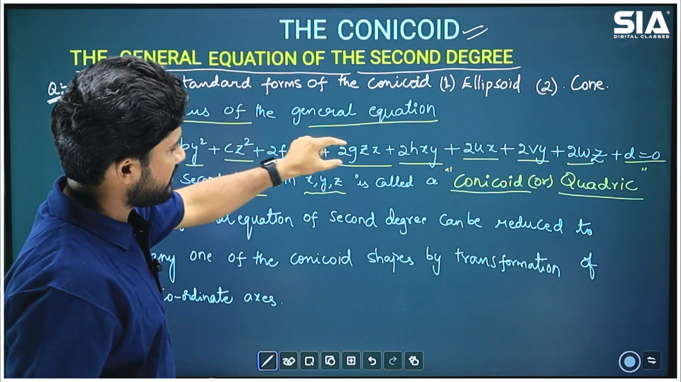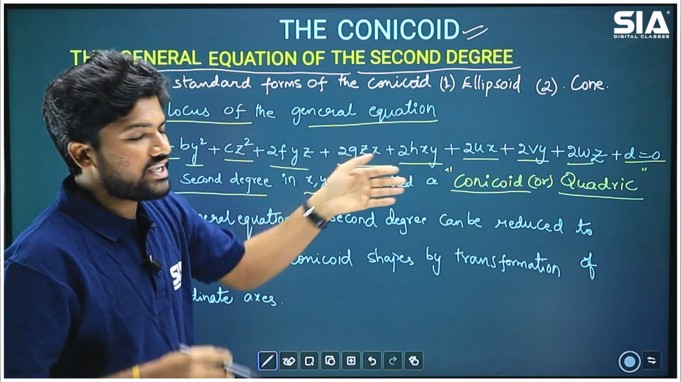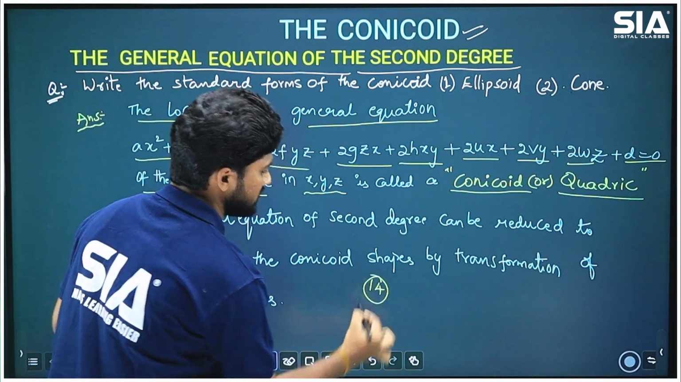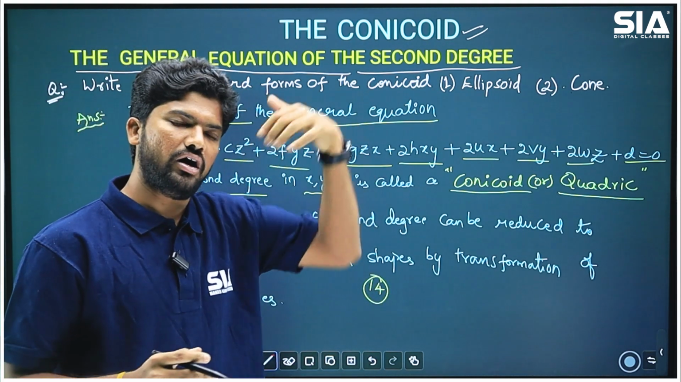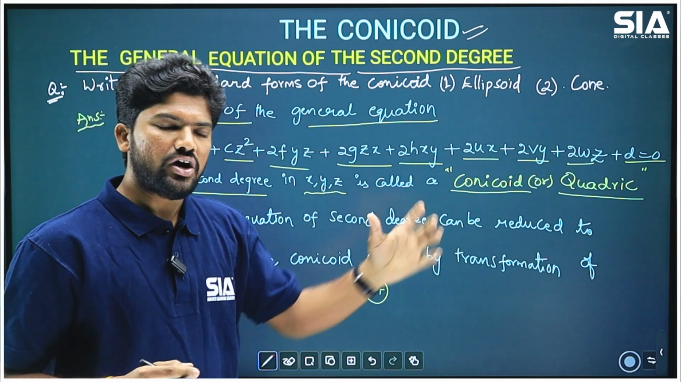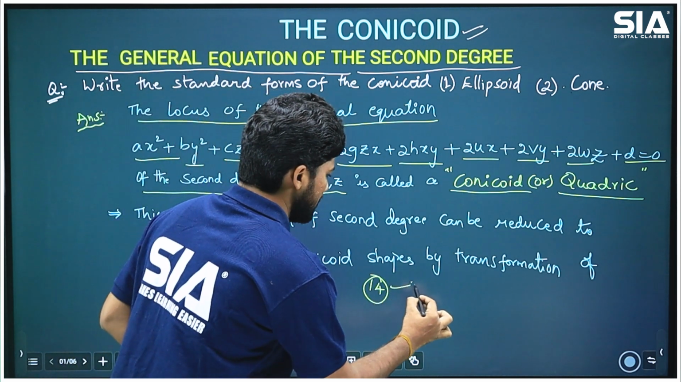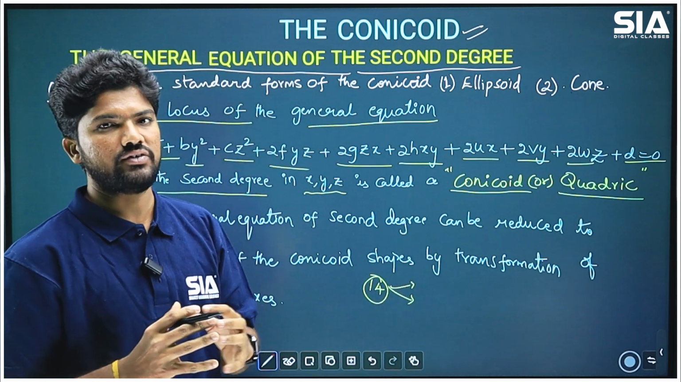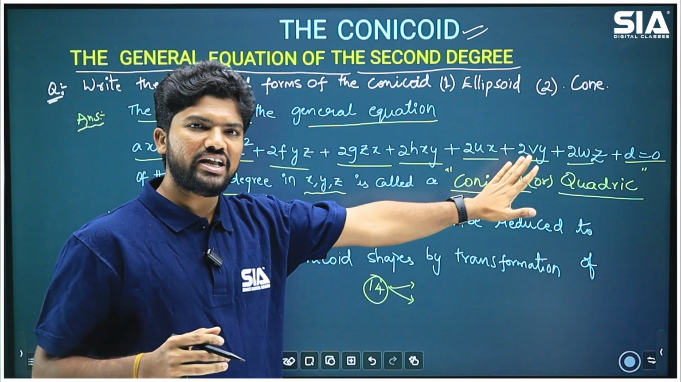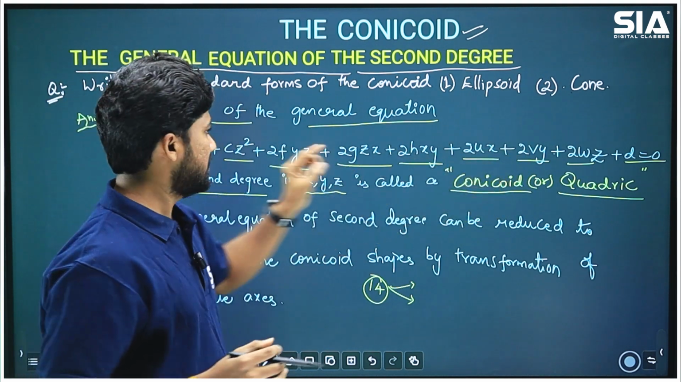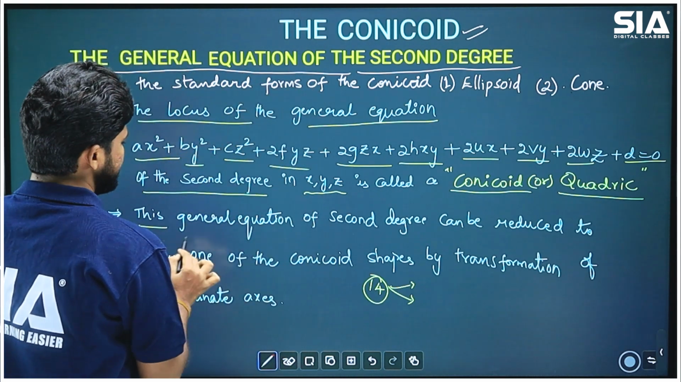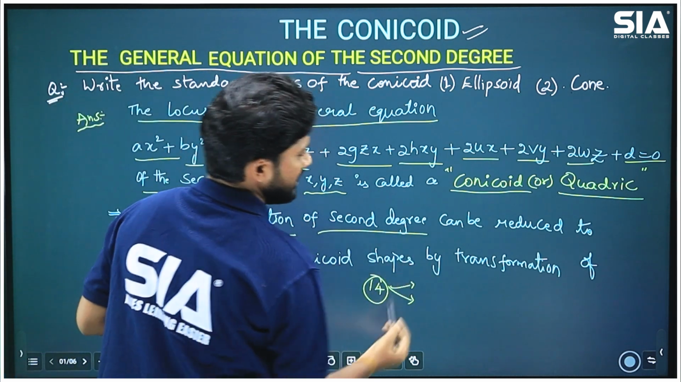From this second degree equation only, we can form 14 different types of conicoids. That means including all the planes, conicoids, ellipsoids, spheres, all the shapes. So we have 14 types of conicoids, and all those 14 types we can derive from only one equation. That equation is called the general equation of the second degree.